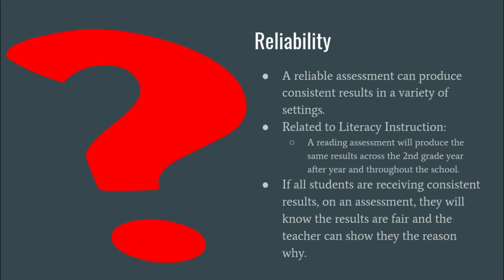The reliability of a test. It can produce consistent results in a variety of settings. So a reading assessment will produce the same results across the second grade year after year. That is a reliable test. If a student is receiving consistent results on the assessment, they will know the results are fair and the teacher can show the reason why they received that specific grade.